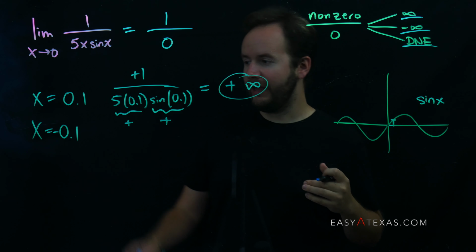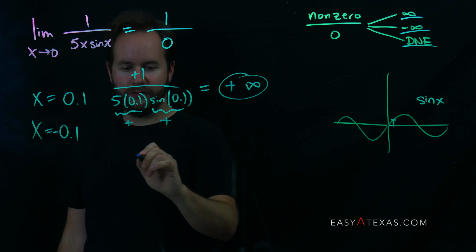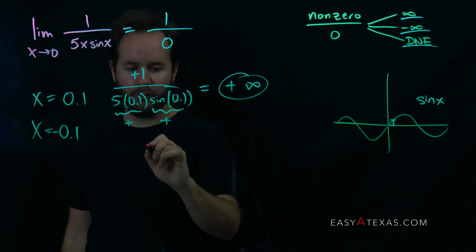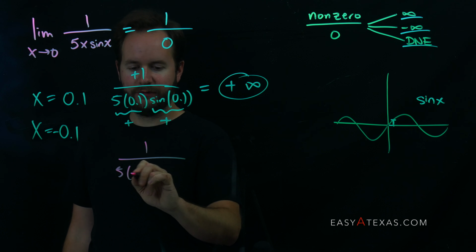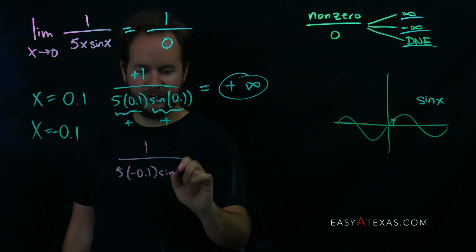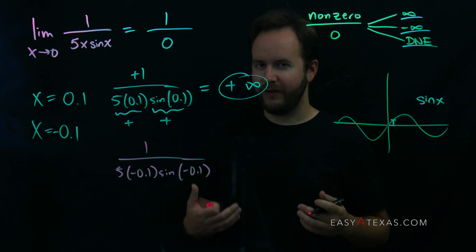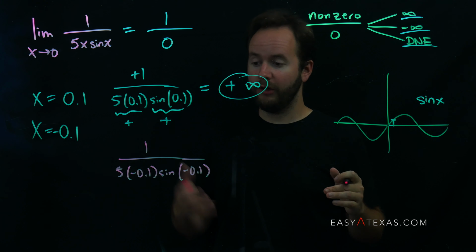But how about from the left? What if we plug in negative 0.1? So if I plug in, let's do a different color. Let's do this in pink. If I plug in negative 0.1, I get 1 over 5 times negative 0.1 times sine of negative 0.1. Now the question is, will this be positive as well, or will it give us a negative infinity, therefore causing does not exist? Well, let's find out.